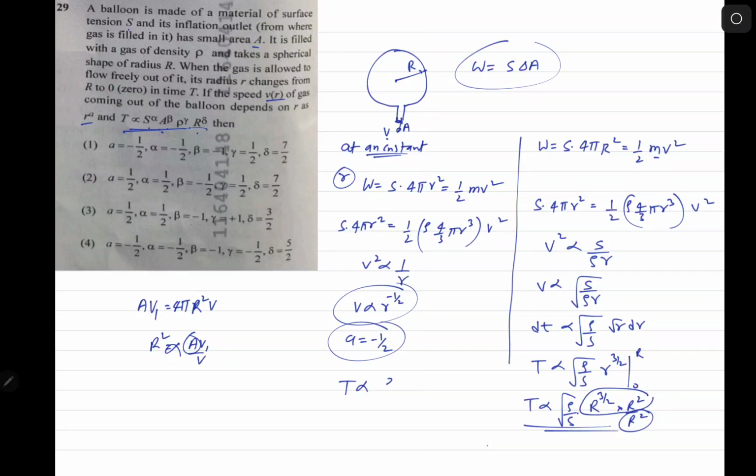So T is directly proportional to root rho by S, directly proportional to r to the power 7 by 2 divided by R square, which is directly proportional to A. Now this is the relation, and with this one you can see that option 1 is correct. We just match the option along with this. Another thing, you can do the dimensional formula: just equate the units and directly you can get it. So hope you understood. Let's move to the next question.